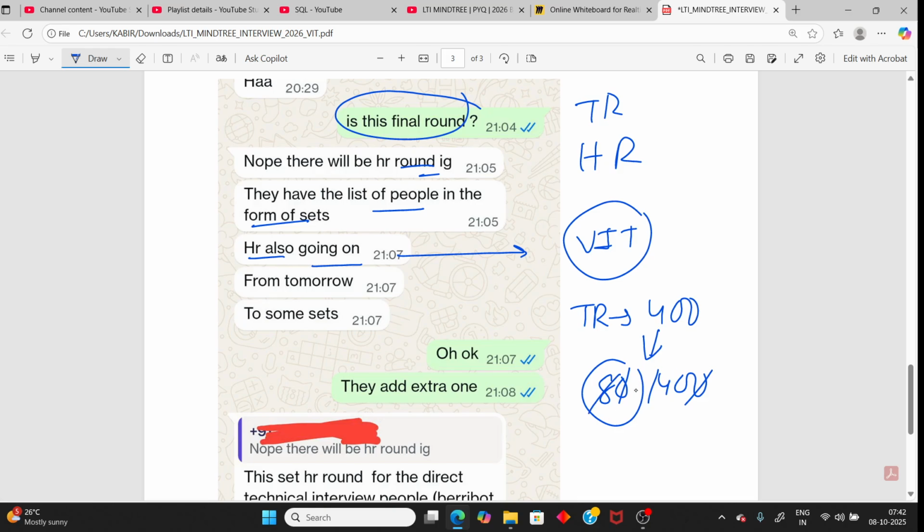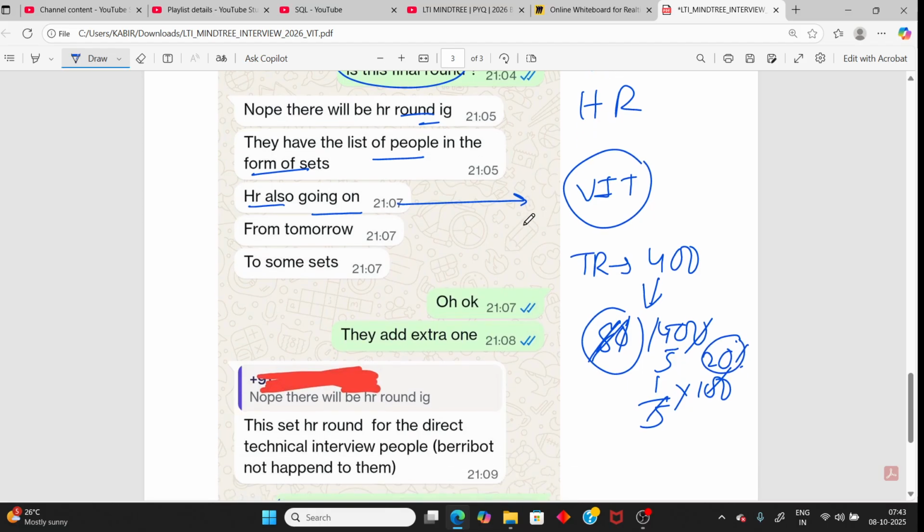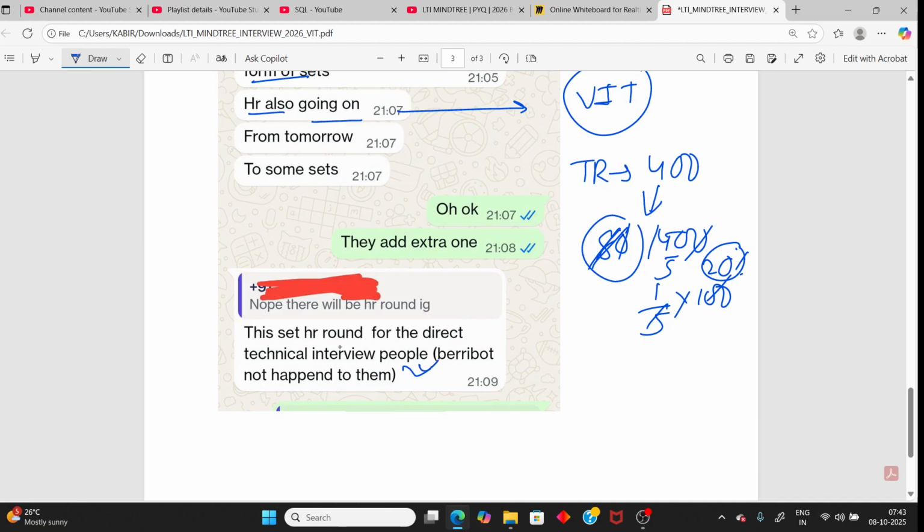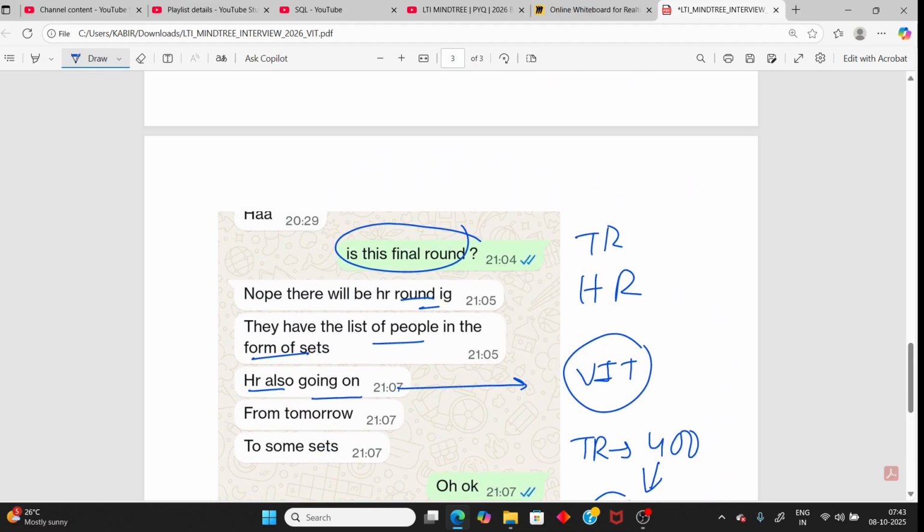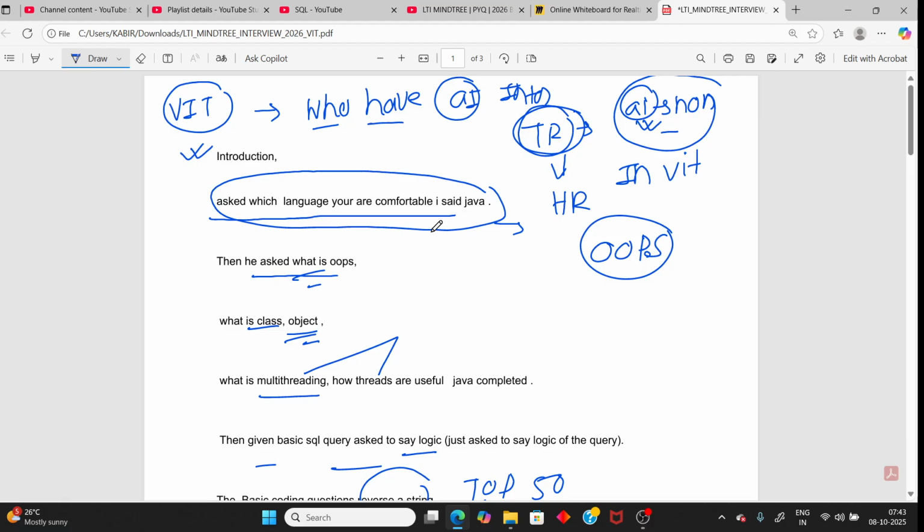That is 1/5 × 100, 20 percent of people selected. Too low. This HR round is for the direct technical interview people who were not selected for the AI interview. Out of 400, they just selected 80 people for the HR round. The selection ratio is 20 percent, very low. The questions are too easy, but I don't know why they selected so few. Maybe they don't have that much requirement.